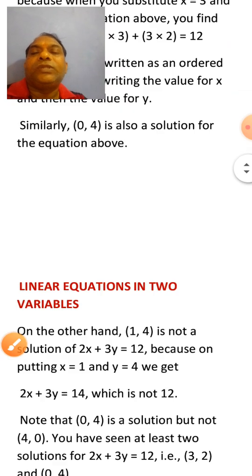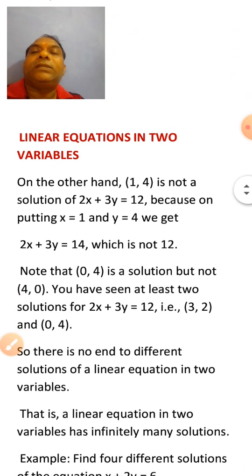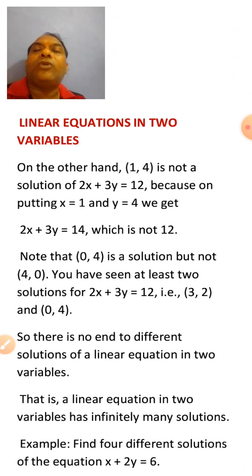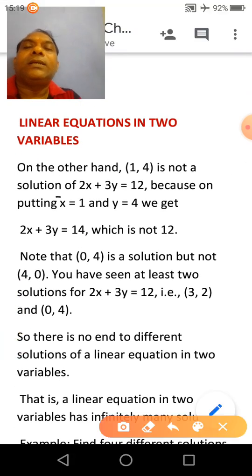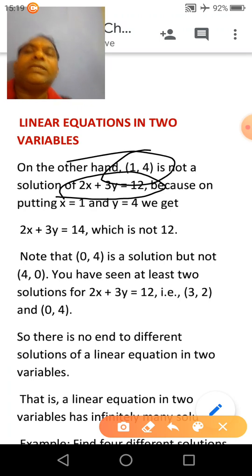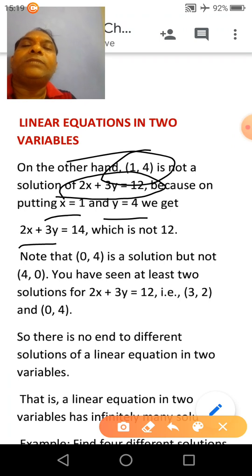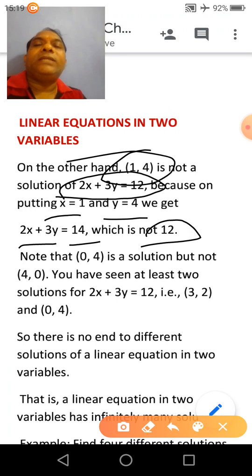Now, in a linear equation in two variables, on the other hand, (1, 4) is not a solution of 2x plus 3y is equal to 12. (1, 4) is not a solution, because if we put x is equal to 1 and y is equal to 4, then 2x plus 3y is equal to 14, which is not equal to 12. Clear? It means the values of x and y do not satisfy the given equation. So (1, 4) is not a solution of the given equation. Clear?